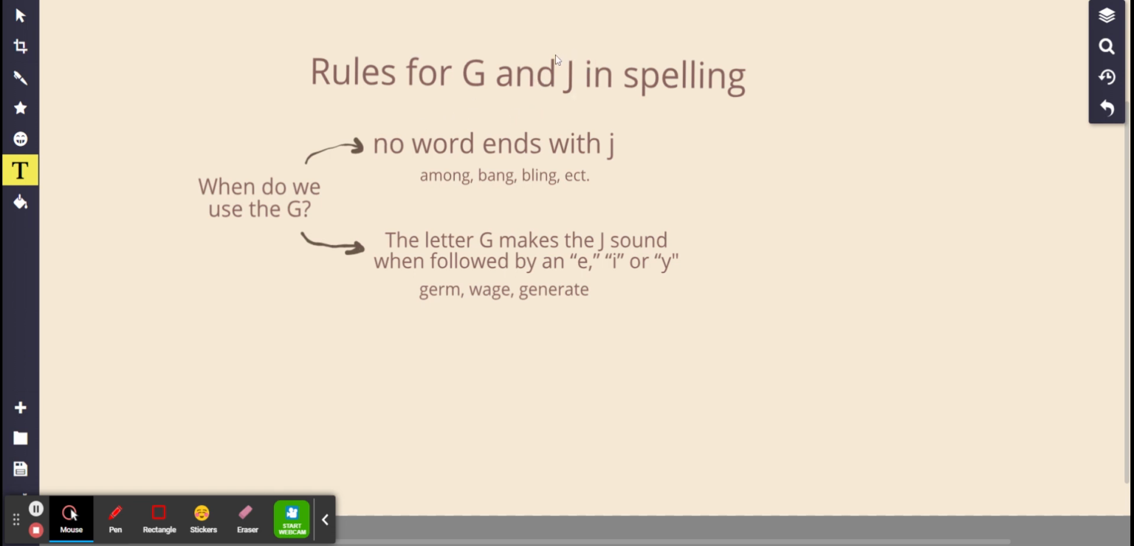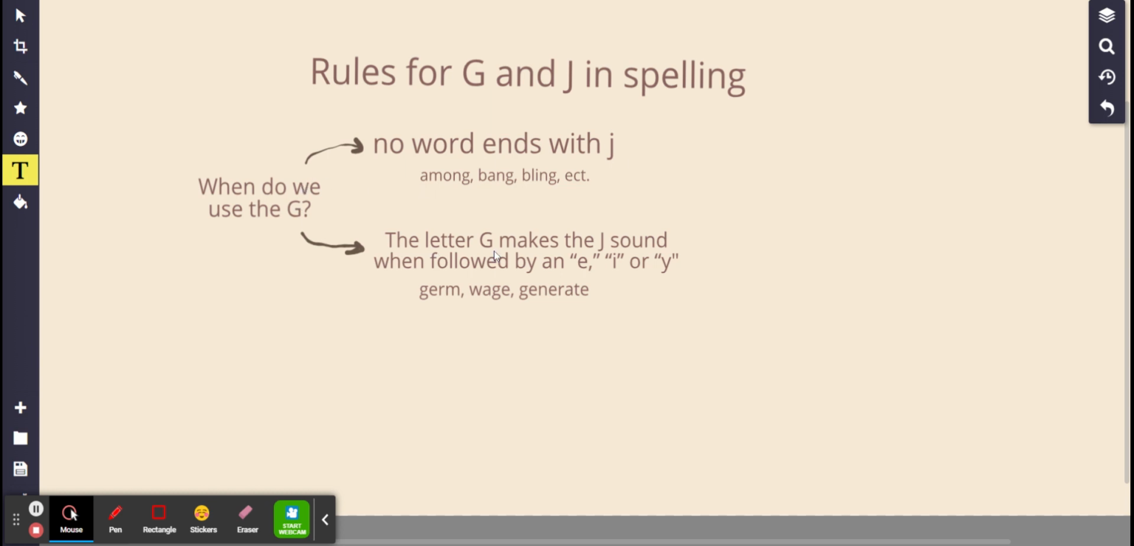So sadly, there aren't many rules for when the J should be used, but there are two main rules for when the G should be used when spelling. So, when do we use the G? The first rule is, no word ends with J. Whenever you get a word where the last letter could be G or J, it's automatically going to be G because no word ends with J. For example, monk, bang, bling, etc.